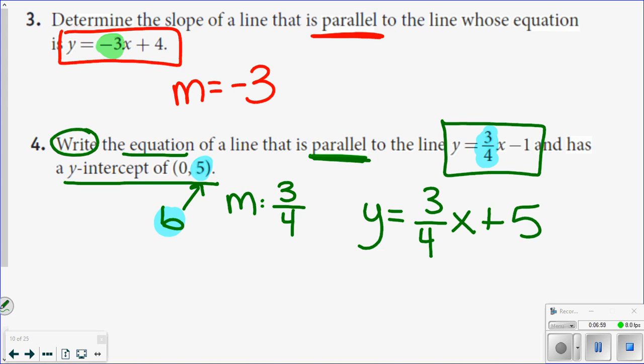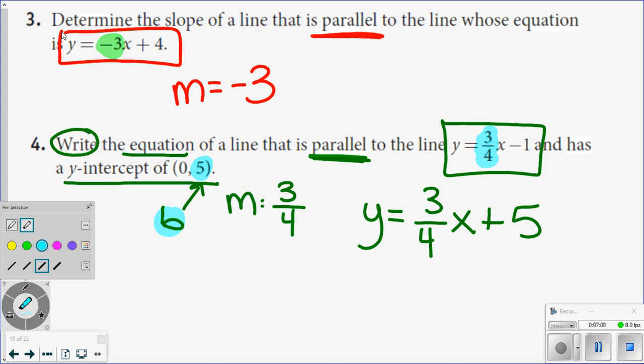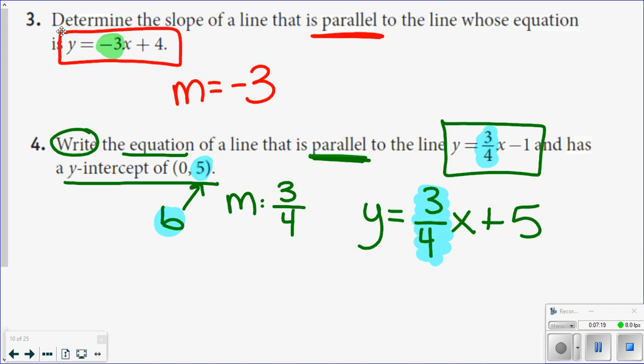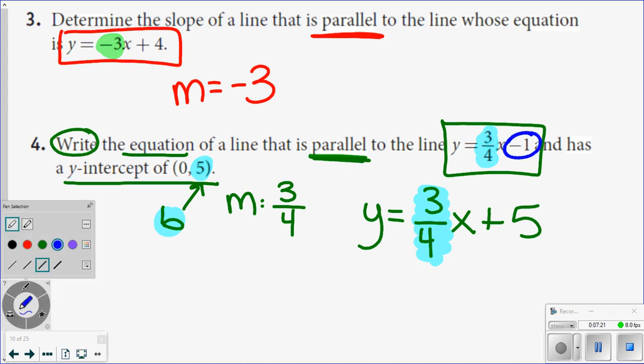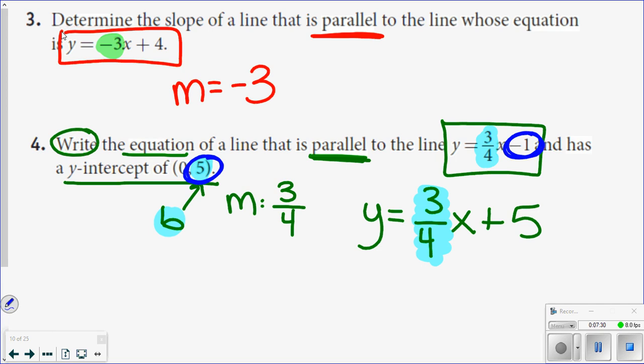Okay, these are parallel. Notice what's the same. My slopes here are the same. They both have a slope of 3/4. So they're both going up 3 boxes over 4 boxes, up 3 boxes over 4 boxes. What's different though is this y-intercept is a -1 and this y-intercept is a 5. Those have to be different so that they're different lines.